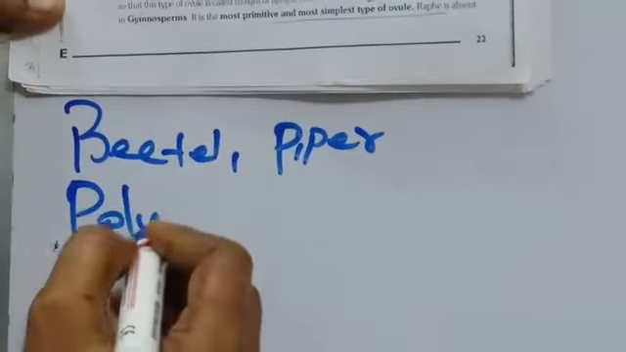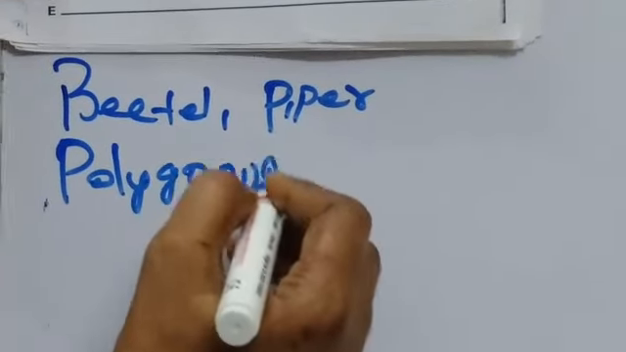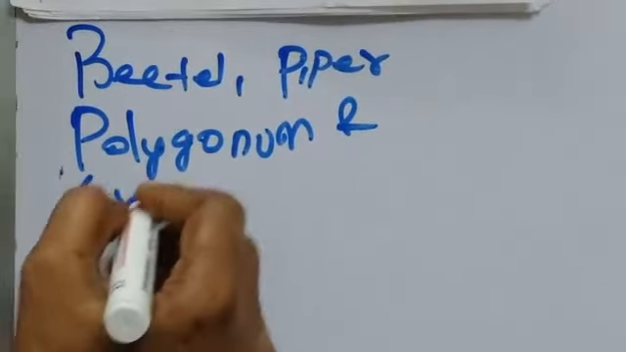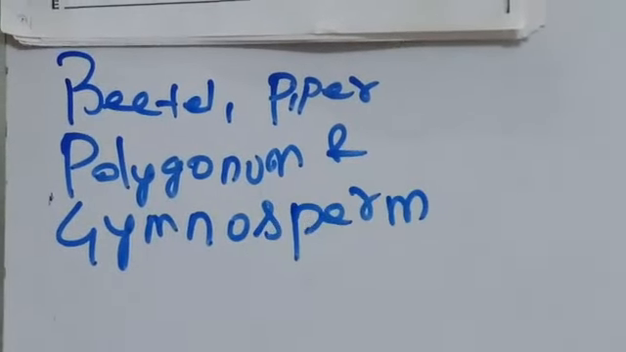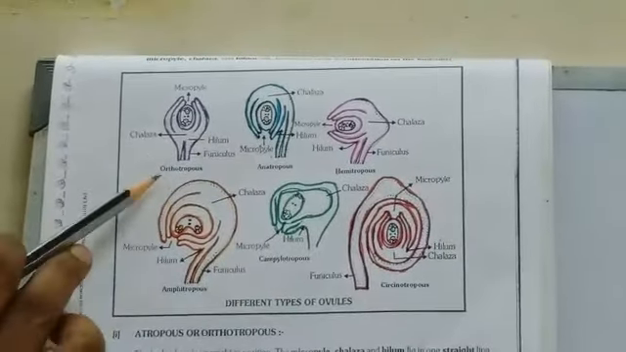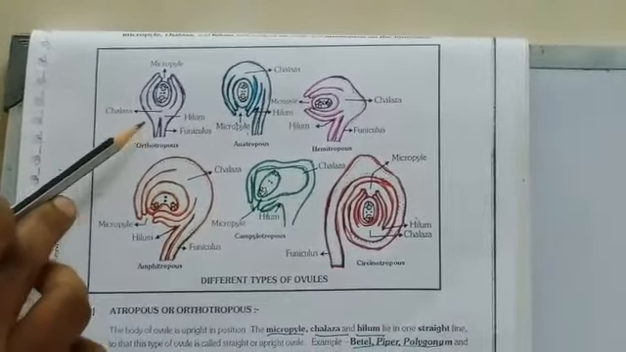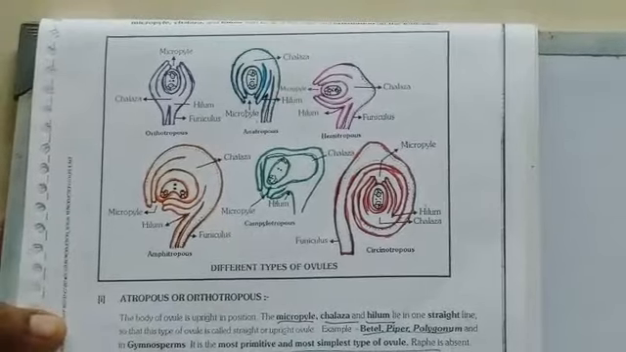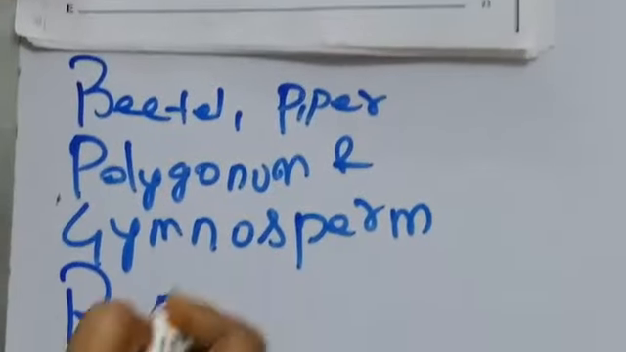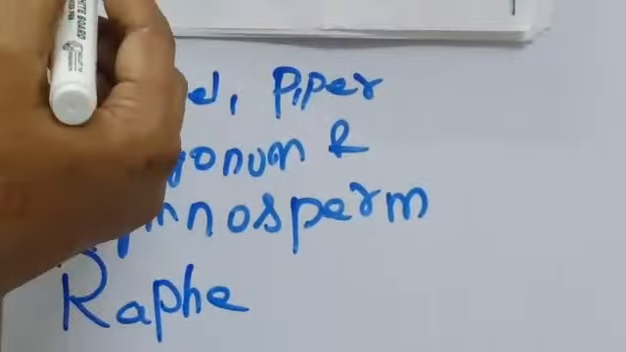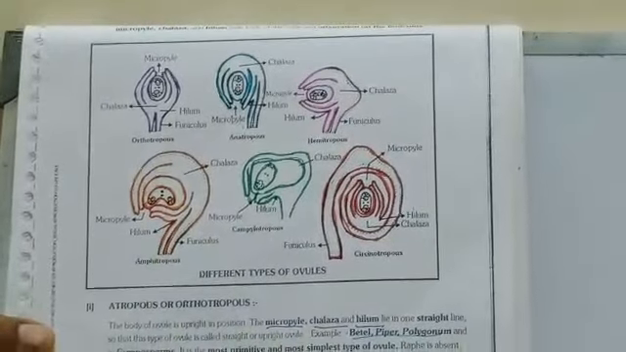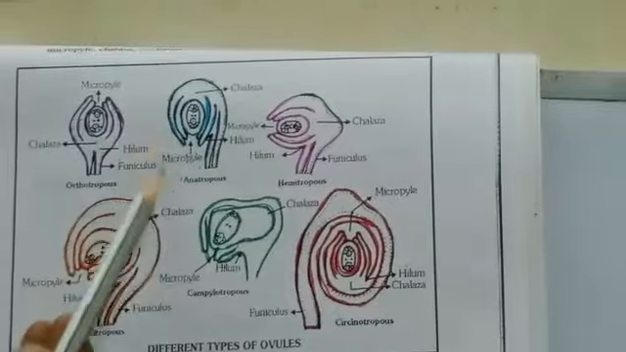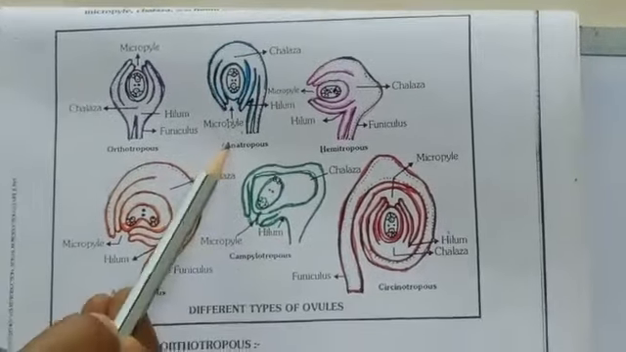polygonum, and it is also found in gymnosperms. This type of ovule is the most primitive and also the simplest type of ovule. Then what is absent here? Raphe is absent. Already I have explained about raphe in the previous class. So in orthotropous ovule, what is absent? Raphe is absent.